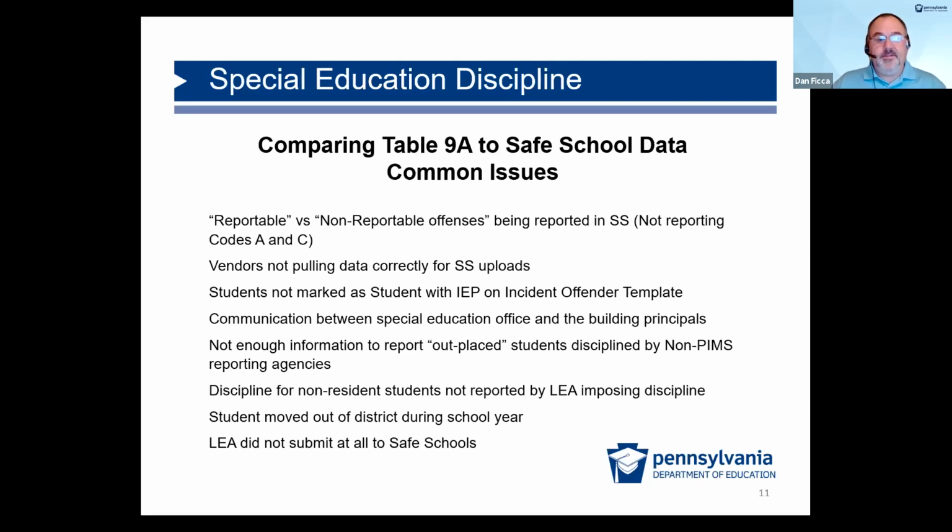In some cases, I was told the vendor isn't pulling that information correctly. Now, we've talked to the vendors about this, and they may not be using the reportable, non-reportable issues, and there are some issues on why they're not doing that, and we'll get into that too. Another big one is students are not marked as a student with an IEP on the incident offender template. So at the time of the incident, did the student have an IEP?